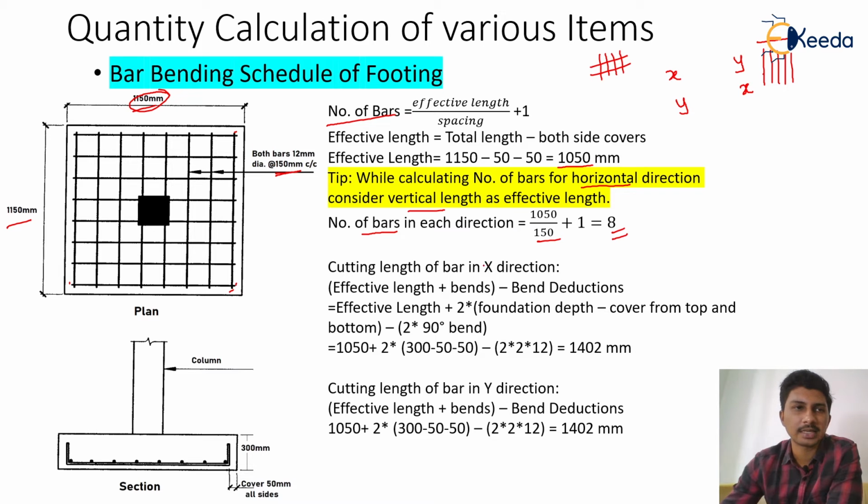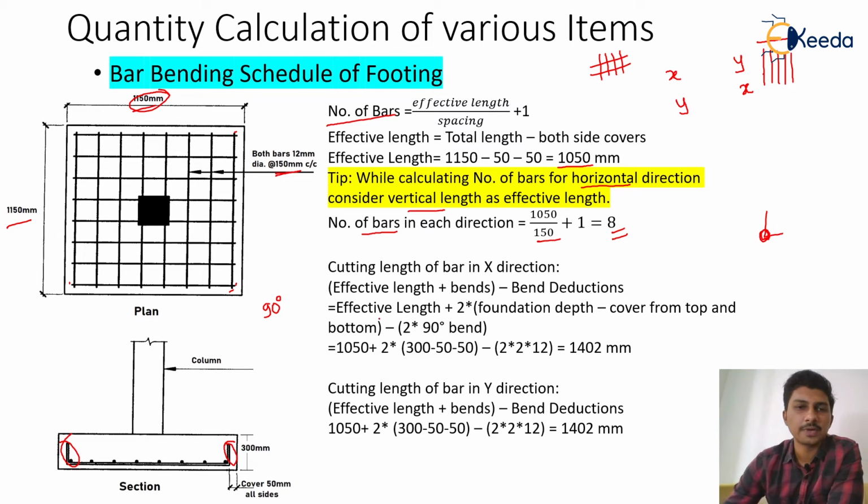So now let us calculate the cutting length in the x direction. As the bars and length are the same, it is going to be the same, but let us calculate one by one differently. So cutting length of a bar in the x direction. The formula for that is the effective length that we have calculated plus bends, whatever the bends that we are going to give. As for bends here, if you are able to see, these are the two bends which are of value. 90-degree bends are provided. Then the bend deduction for that 90-degree bend, what is the bend deduction we are going to have over here, that we need to minus only.